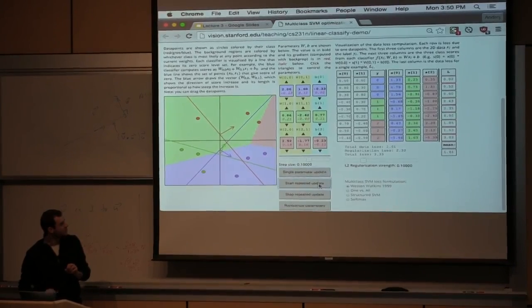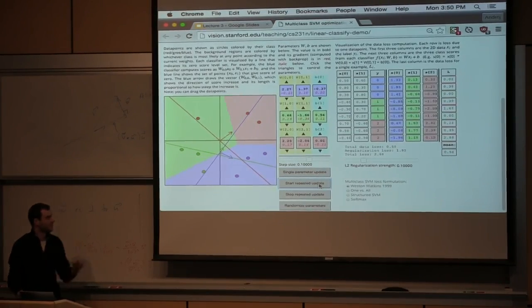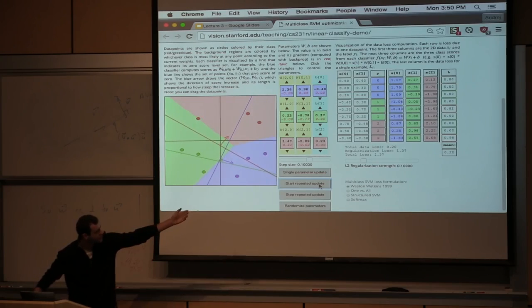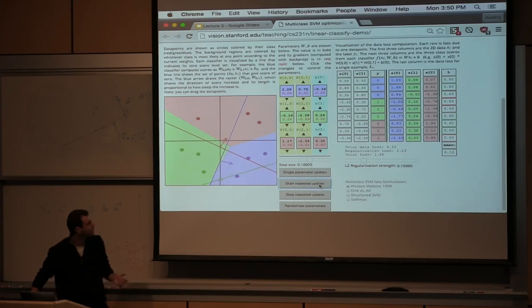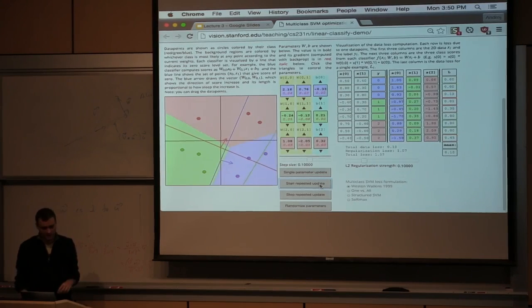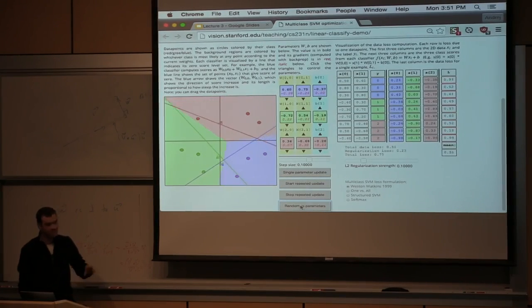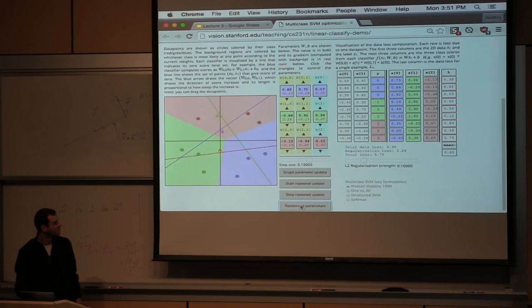I can also start a repeated update, and we keep improving this W over and over until our loss, which started off at roughly 3 or something like that, is now a mean loss over the data of 0.1 or so, and we're correctly classifying all these points here. I can also randomize W, so it knocks it off, and then this always converges to the exact same point through the process of optimization.